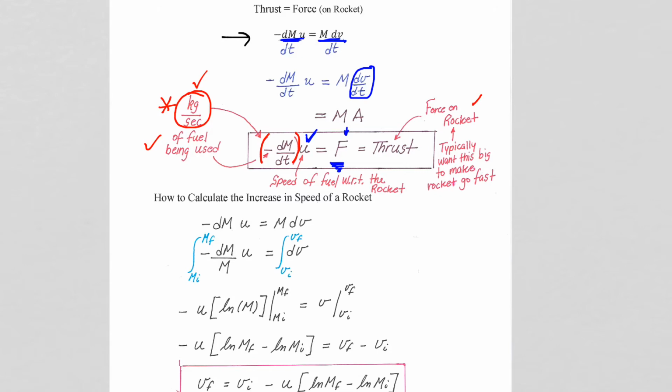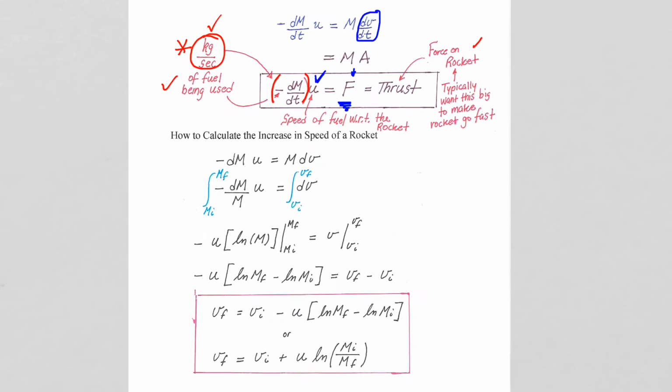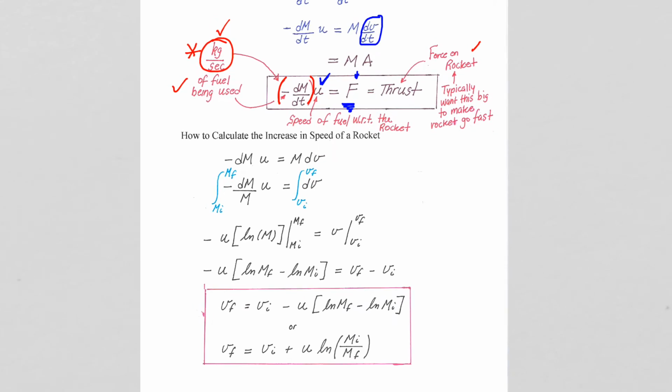All right. What if we want to actually calculate the speed of the rocket as it's going along? Well, that's also a very easy derivation. We again start off with our conservation of momentum statement. Negative dm u equals m dv. Now we are going to just isolate the dv. So we're going to bring the m down underneath the dm. So now we get negative dm over m times u, where u is a constant, equals dv.